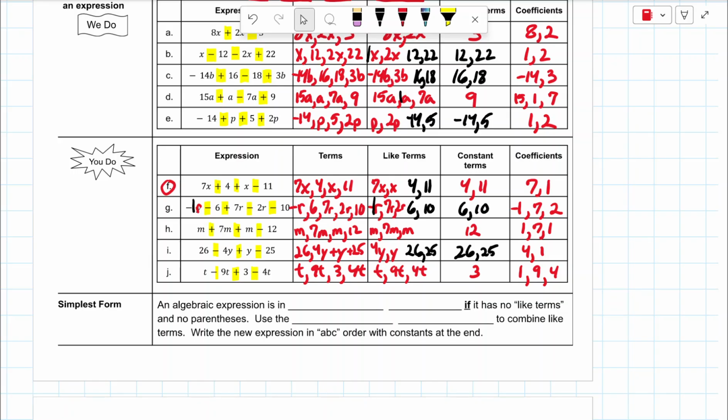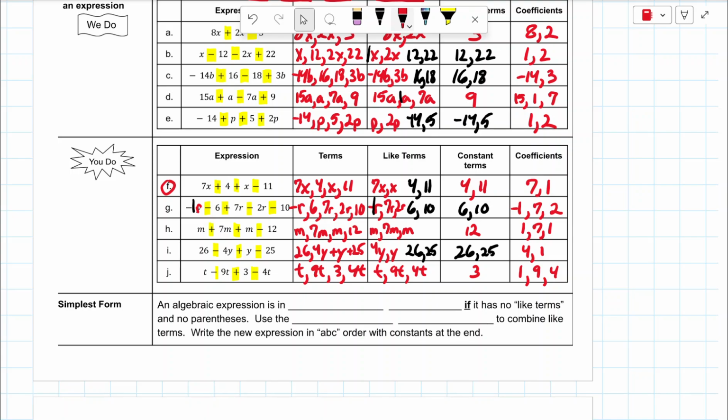All right, we are back, and H, I, and J are done. You may want to pause the video and take a look at your work and make sure that you have what I have here on the screen. So what we learned here is that expressions have pieces. Those pieces are called terms. Those terms are separated by addition and subtraction signs. We have coefficients, and we learned what a like term is.